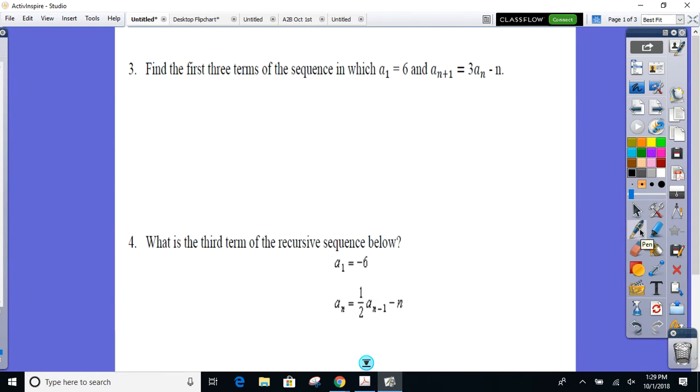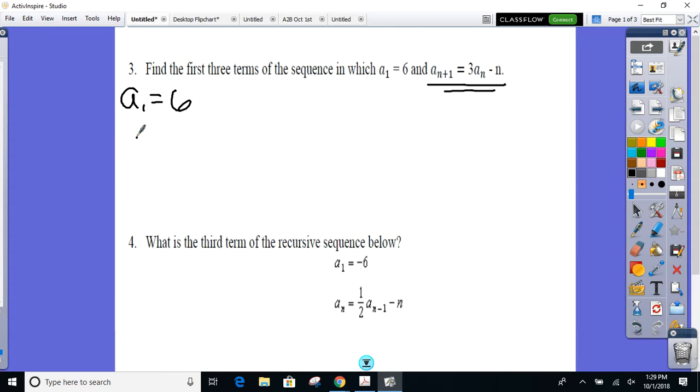All right, so first term here is 6. In words, what is that telling me to do to get any general term in this sequence? I'm going to take 3 times the, if that's n plus 1 and that's n, that must mean that's the previous term, right? So take 3 times your previous term and subtract n from it. And my concern is, what are you plugging in for n?